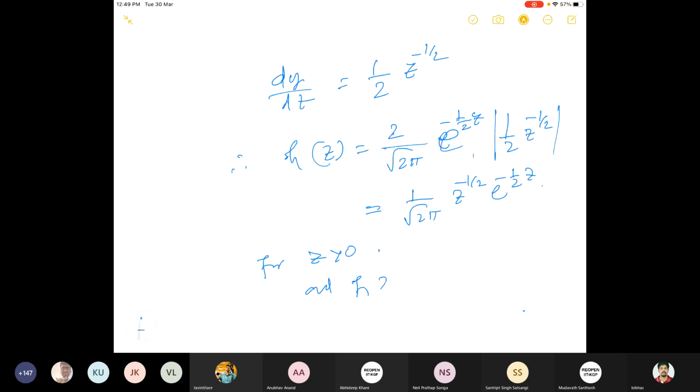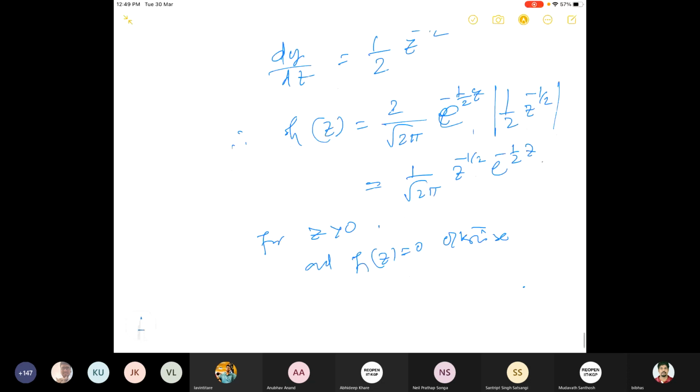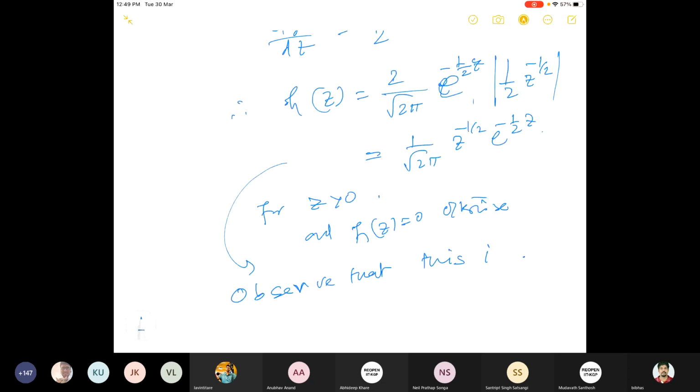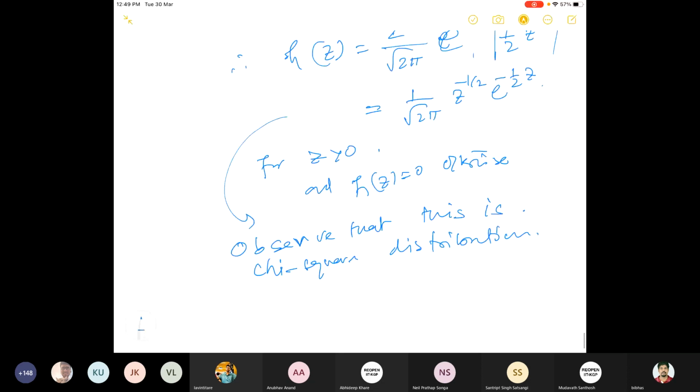So in fact, you can see that this is nothing but the chi-square distribution with the number of degrees of freedom gamma equal to 1. This is just an observation. We proved that before actually, when it was x minus something whole square. So observe that this is the chi-square distribution with the number of degrees of freedom gamma equal to 1.